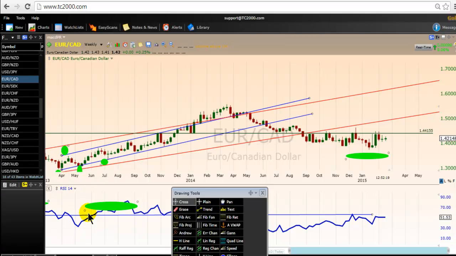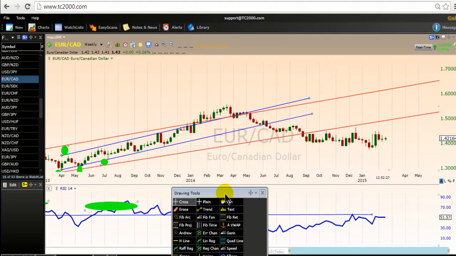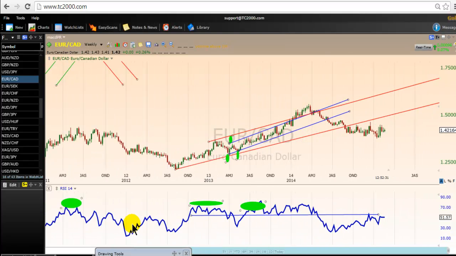Are you with me now? So one is blue, the other one is green. Let's remove all this so we can see everything clearly now. The RSI is overbought, but we are buying because we are not trading the RSI.